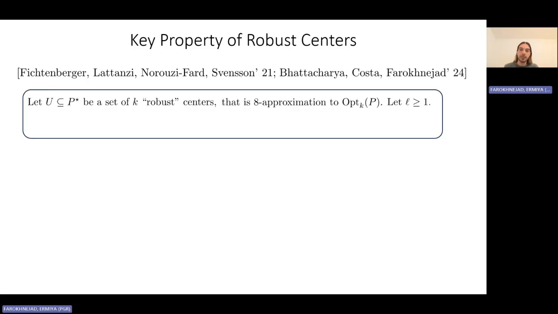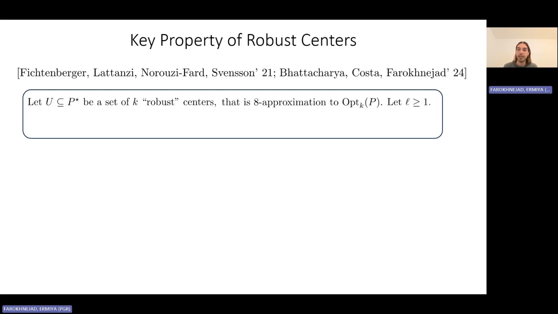How to bypass the second challenge that I told you, in order to have a small recourse? We use the notion of robust centers that is defined in the previous work. I'm not going to talk about these robust centers in this talk, so assume this as a black box property. So we call a set of centers robust if it has some property, and we use this as a black box. And what is the main property of these robust centers? We showed a new property for these robust centers as follows. Let's say that U is a subset of K, a set of K centers that is also robust, and it's also an 8 approximation for optimum K median.